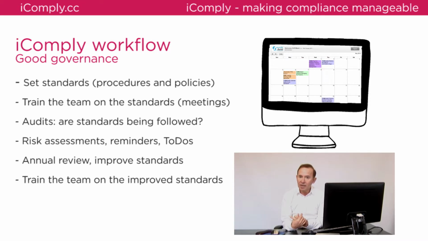Then at the end of the year, you have the annual management review. We call it Team Meeting 2, iComply Team Meeting 2. There are 2 iComply team meetings. The first iComply team meeting at the beginning of the year is when the team who are working on iComply get together and plan it. The second iComply team meeting is at the end of the year, when the same team get together and they review all the things that have happened in the year, including the compliance report that you can print off from iComply.